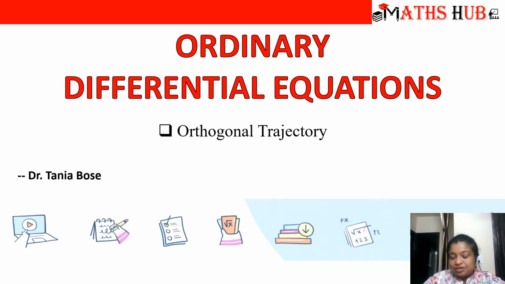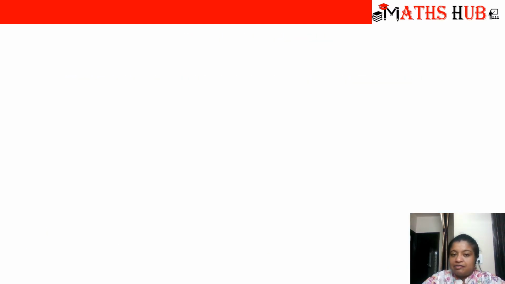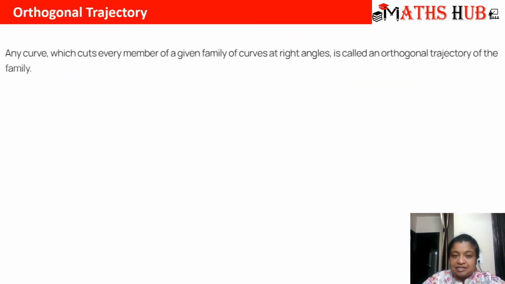So today in this video, I'll tell you about orthogonal trajectory. Now orthogonal trajectory is composed of the words orthogonal and trajectory. Orthogonal means when two things are perpendicular to each other, and trajectory is just a path, right? So orthogonal trajectory means when a family of curves intersects another family of curves at right angles, we say that they are orthogonal trajectories.